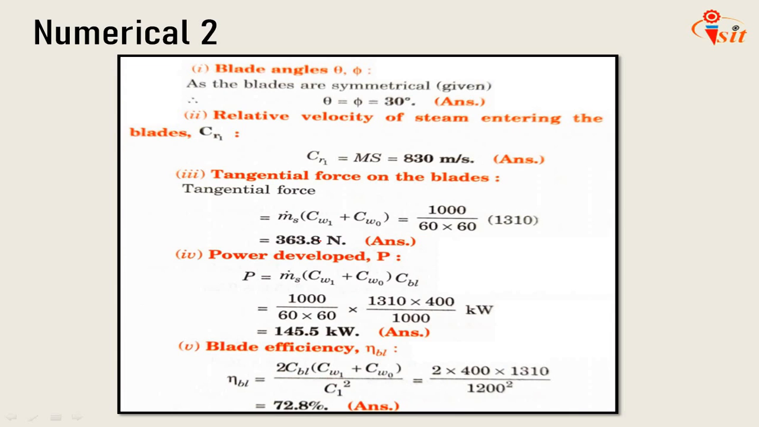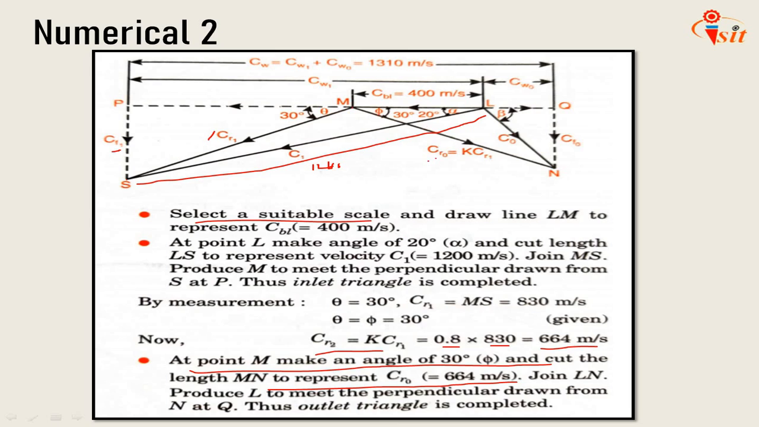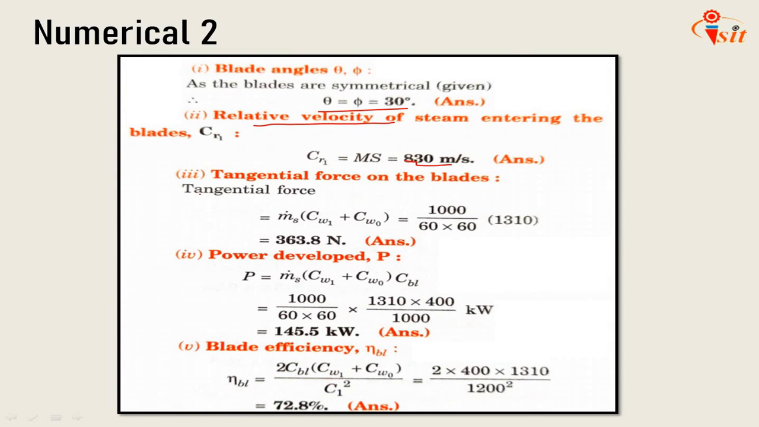Now we need to find the actual parameters asked. First calculation is blade angles. So the blade angles theta and phi we have calculated as 30 degree from the velocity diagram. Next is the relative velocity of steam entering, that is CR1, which we have calculated as 830 meter per second.